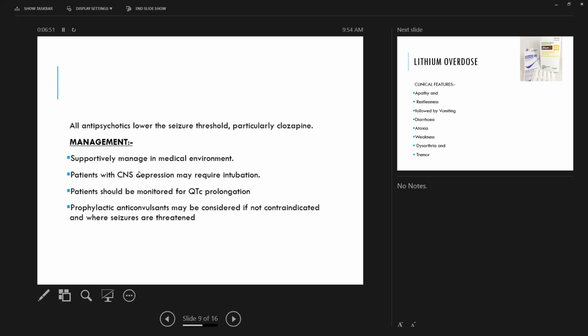Management: supportively manage in a medical environment. Patients with CNS depression may require intubation. Patients should be monitored for QTC prolongation. Prophylactic anticonvulsants may be considered if not contraindicated and where seizures are threatened.